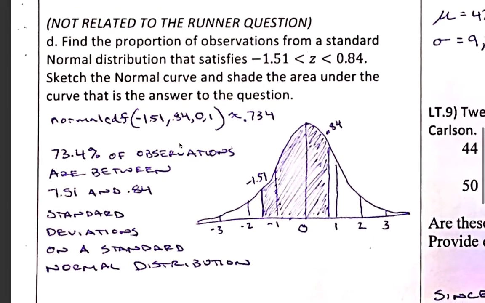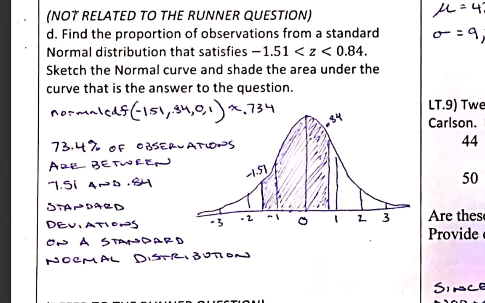All right, well, part D, and again, this is not related to the runner question, but it's asking you to find the proportion of observations from a standard normal distribution that's in between negative 1.51 standard deviations and 0.84 standard deviations. And so, sketch the normal curve. Of course, in this standard normal curve, the mean is going to be 0 with standard deviation of 1. So plus 1, plus 2, plus 3, negative 1, negative 2, negative 3. We're going from negative 1.51 to positive 0.84. And so what percent of this is my distribution?